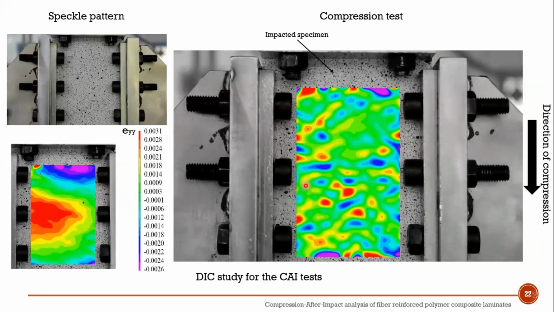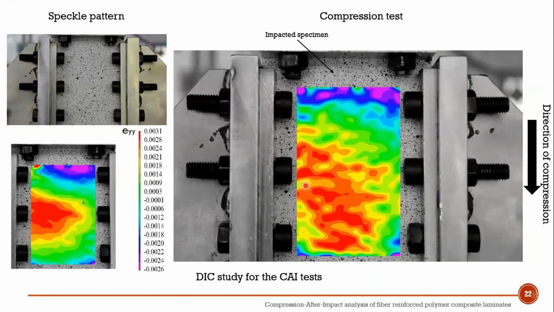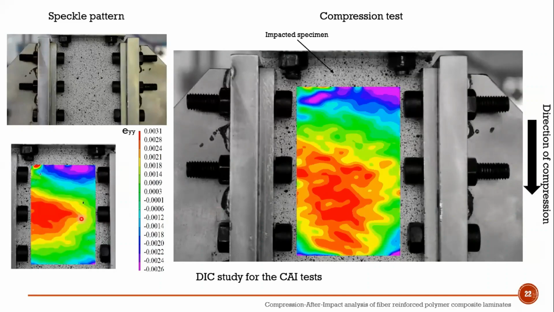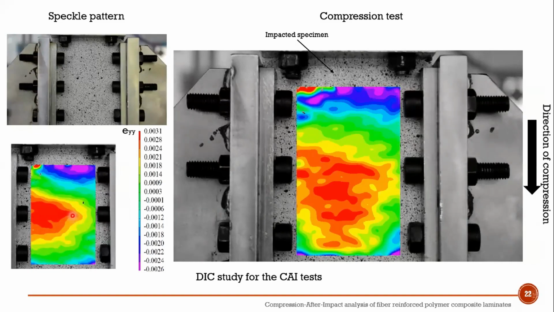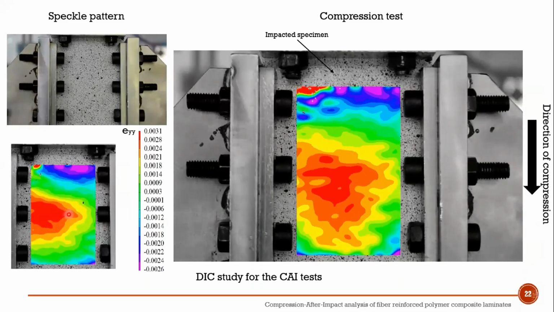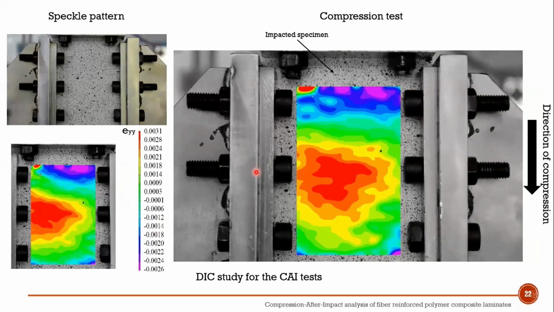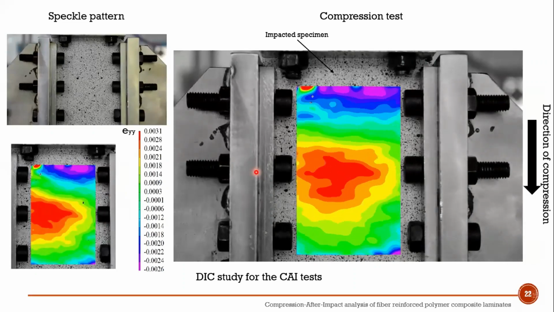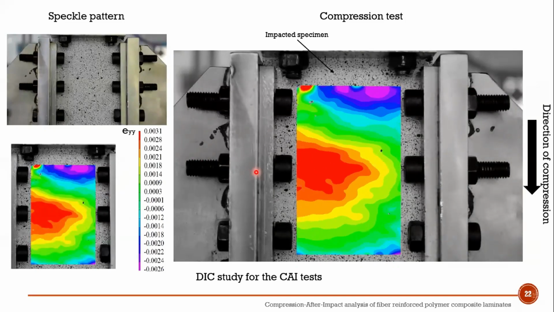As I said, instead of getting localized strains, we can get strains over the entire face of the specimen. Suppose this is the impacted specimen, and we expect it to fail at this particular point, the center, because it has been impacted, and we know there might be some stress concentration happening here, and that's why it's going to fail there. So we record our entire compression test, then feed those speckle images to our algorithm, and it gives us strains that are spread over the entire face of the specimen.